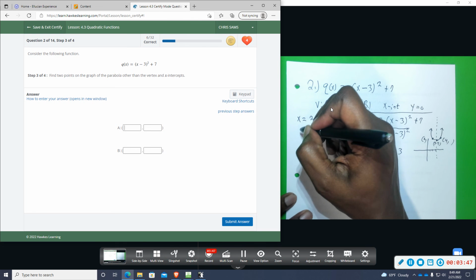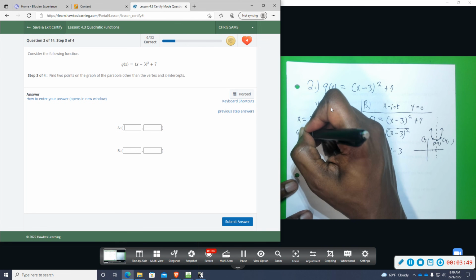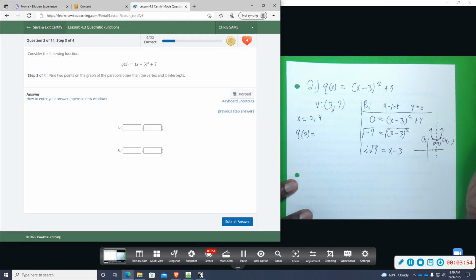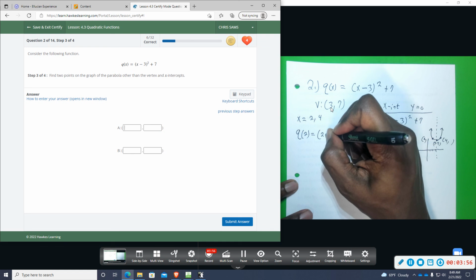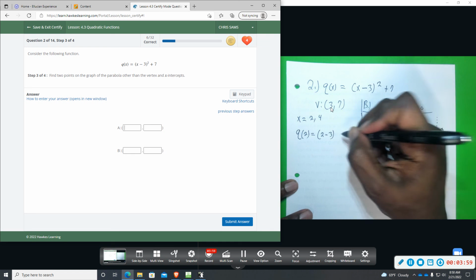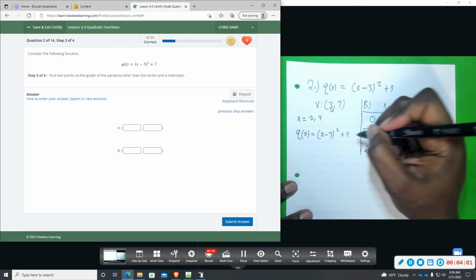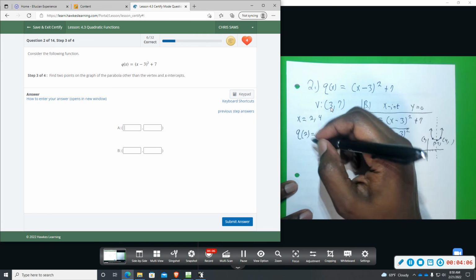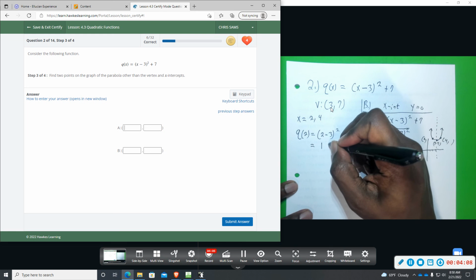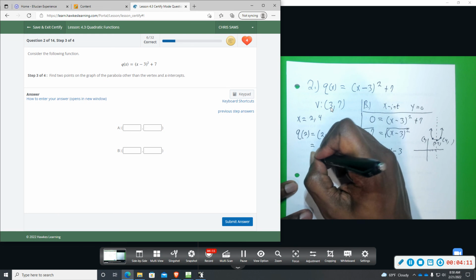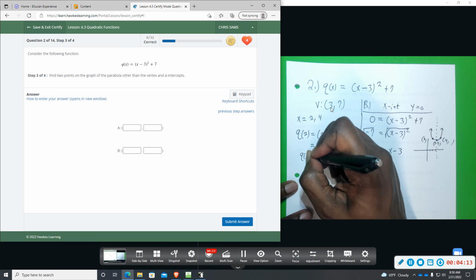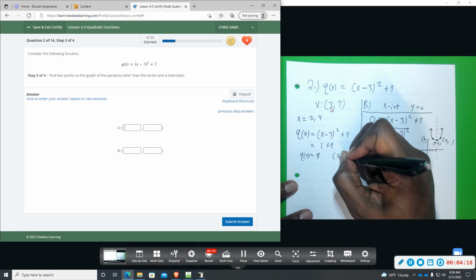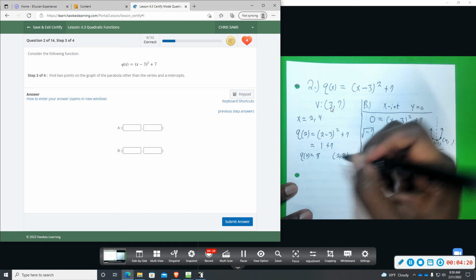All right, so we're going to do q of 2, and that's going to equal 2 minus 3 squared plus 7. So 2 minus 3 is negative 1. Negative 1 squared is a positive 1. So we get 1 plus 7, and so we get q of 2 is 8, and that ordered pair is just 2, 8. Plug in the 2, we got 8.